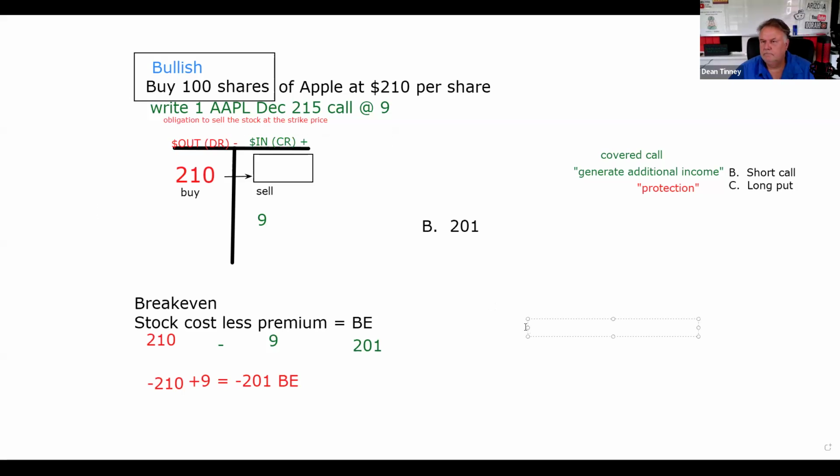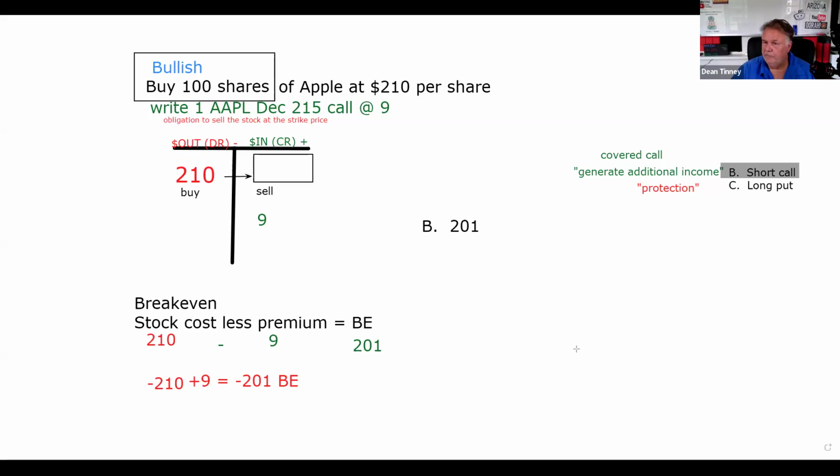Boom. All right, so let's put this in test phraseology. Your customer buys 100 shares of Apple at 210. He's interested in generating additional income. What might you recommend? And you say short call, right? The other choice would be a long call and a short put. No. So that's our first thing, is to identify the reason you would do this. Suitability is to generate additional income.